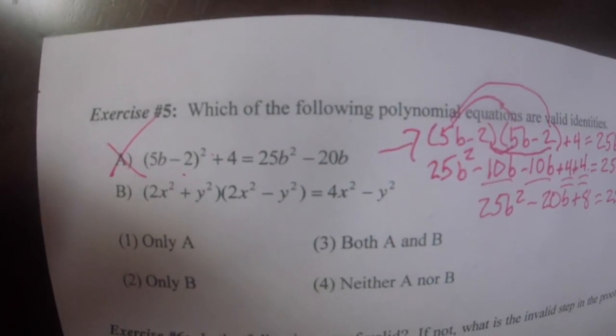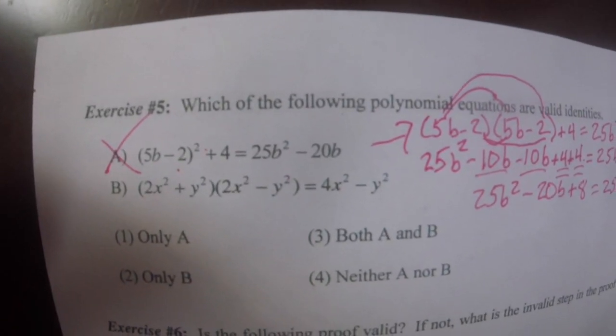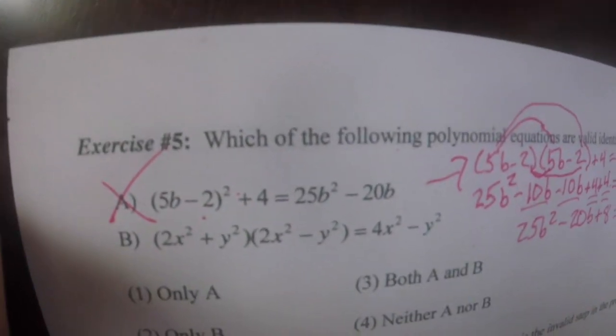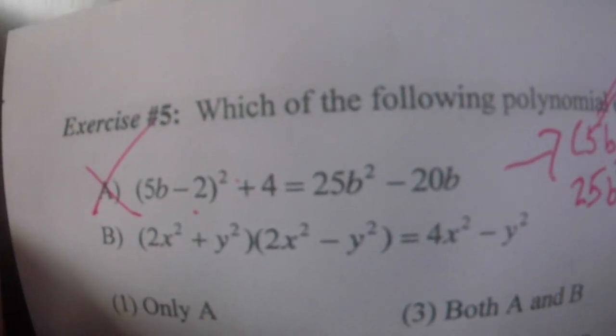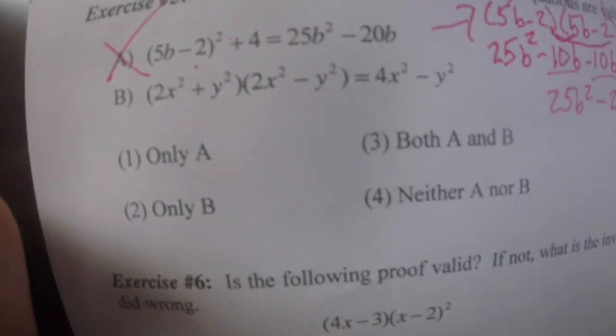So now we just got to check to see if part B is a valid identity. Take a second and do that while I try to get my purple pen. I don't know what I did with it though. Found it.